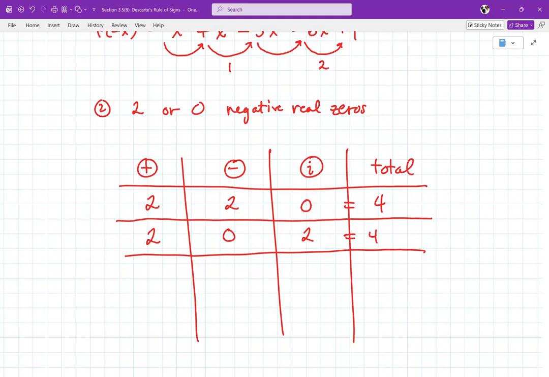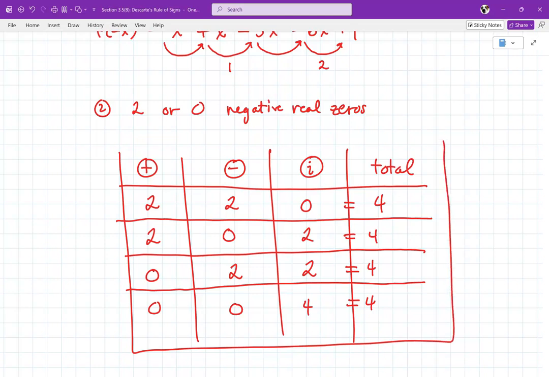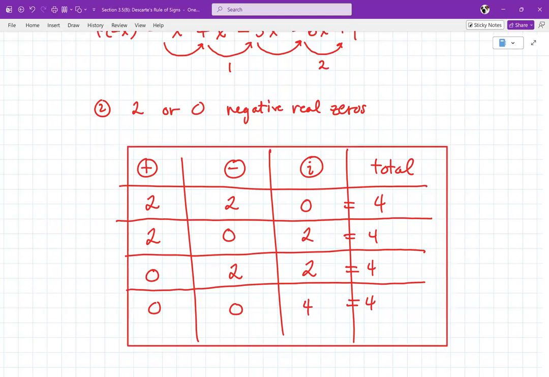Now let me do no positives. If none of them are positive, remember negatives could either be 2 or 0. So either 2, that means I can have 2 imaginary, that equals 4. Or no positives, no negatives. How many imaginary in this case? I get 4. That's equal to 4. This right here is your answer. Right now I'm going to go ahead and explain how to do this.